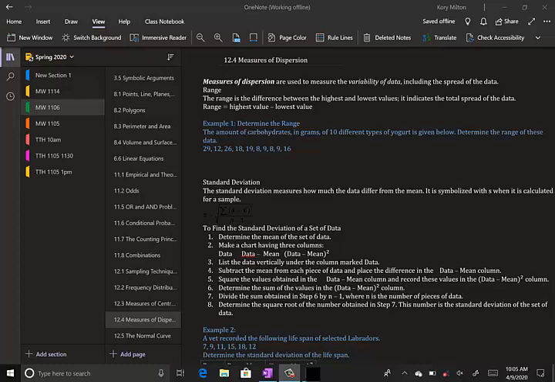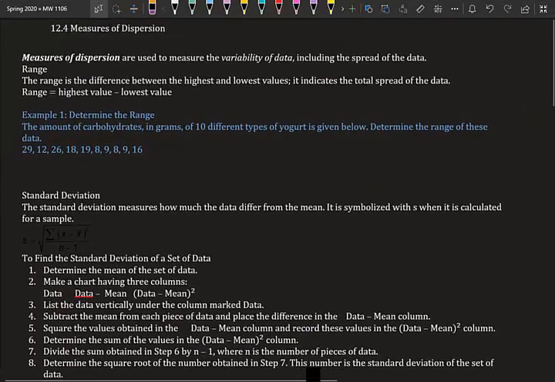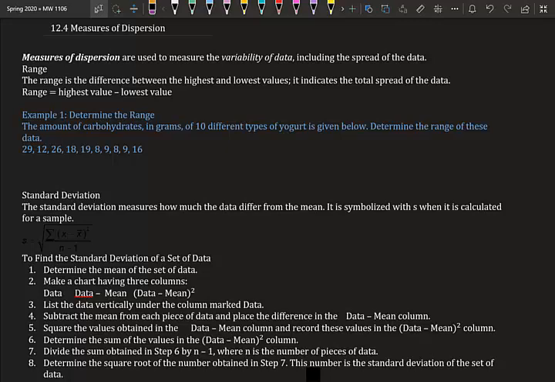12.4 Measures of Dispersion. Measures of dispersion are used to measure the variability of data, including the spread of data. Range. The range is the difference between the highest and lowest values and indicates the total spread of the data. Range is highest value minus lowest value.